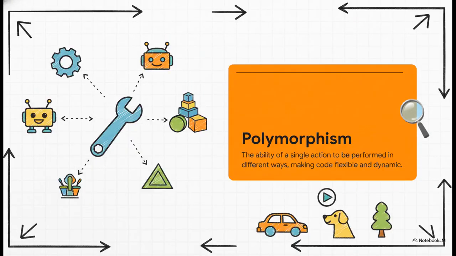Super efficient. Then we have polymorphism, which literally just means many forms. It's this really cool idea that lets a single action behave differently depending on what it's acting on. So you could have one speak command, and a dog object would bark while a cat object would meow. It makes your code way more flexible and dynamic.